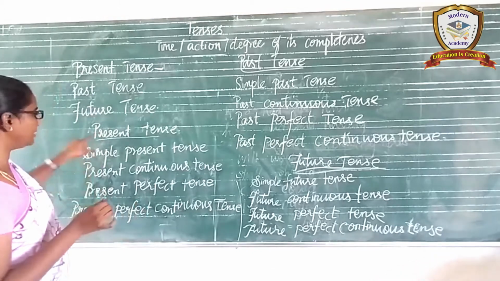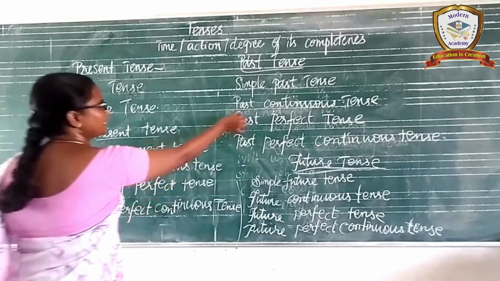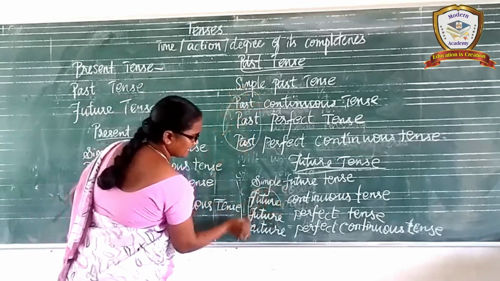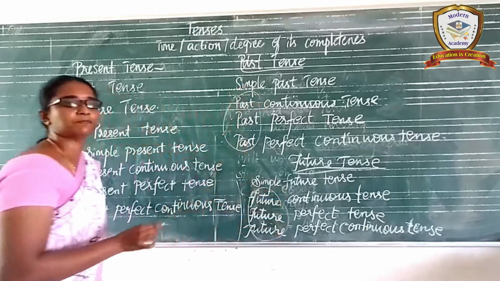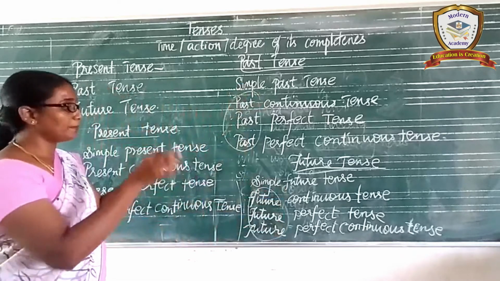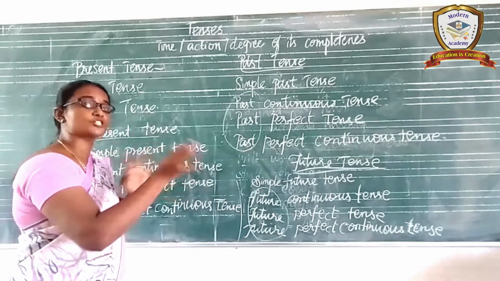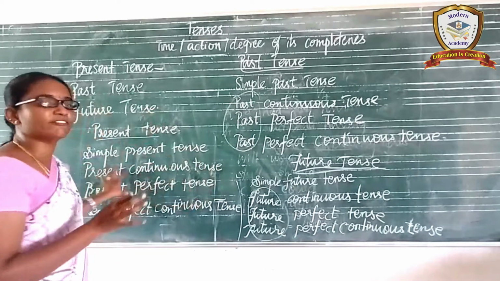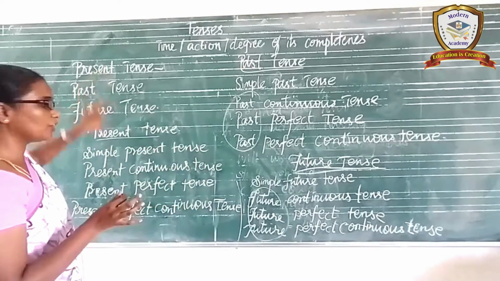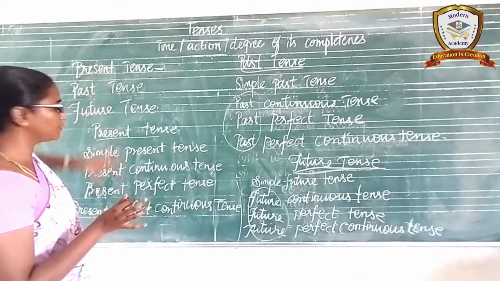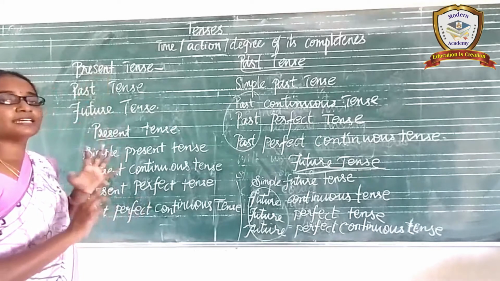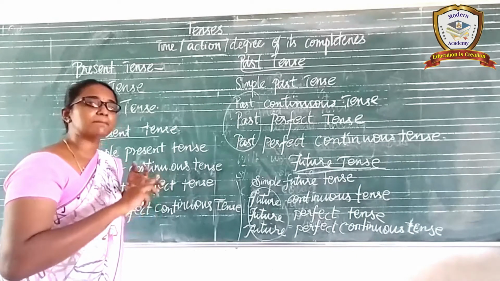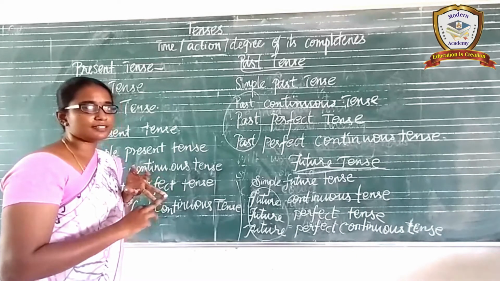We all understand, children. What is the difference between the 12 tenses? Time code should be different. Understand? Actions are the same, but the degree of their completeness should be different. Time should be different. Do you all understand? Have you all got a clear-cut idea about the 12 tenses? Let us learn present tense, simple present tense, simple past tense, simple future tense in this session.